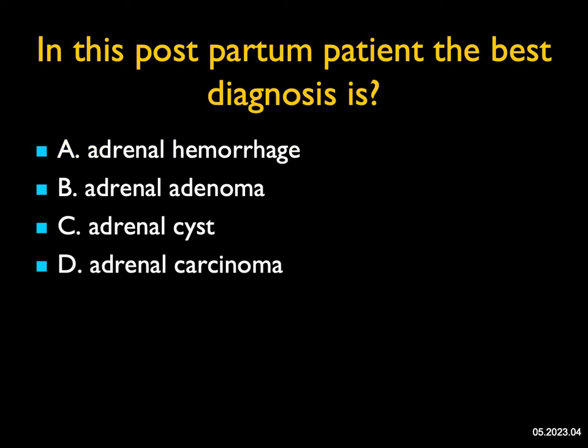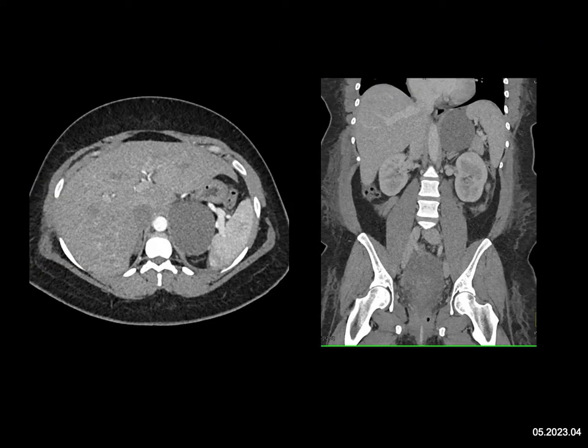In this postpartum patient, the best diagnosis is, well, what we're looking at is this adrenal mass. What could it be? It's kind of low density. I guess in theory it could be an adenoma, but I'll tell you that it wasn't there a year ago. It doesn't look cystic enough to be a cyst, and it doesn't look solid enough to be a carcinoma, though carcinomas can be very strange.